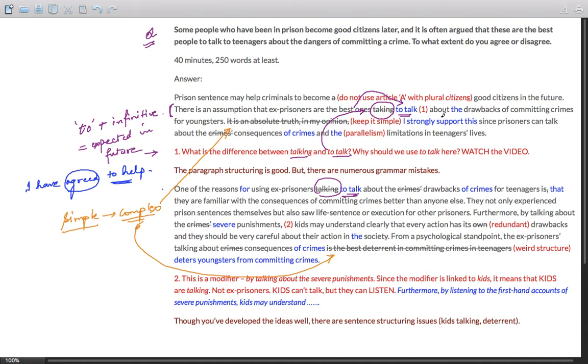But a simpler and an equally effective, or rather I would say a more effective way is simply writing I strongly support this. This is a simple way of saying, okay, I agree with this. You have said the same thing. I agree with this, and this is a more simple and clear way to do this.